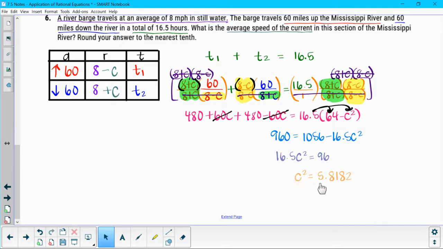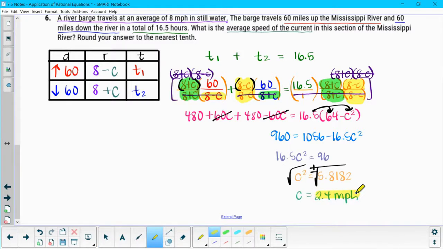So now in order to get my C by itself, I'm going to take the square root of both sides. Now generally, yes, we would take plus or minus. However, we know that a current cannot have a negative speed, so I'm really only focused on the plus. And it's going to be C is equal to 2.4 miles per hour. So the current of the Mississippi River in this section is 2.4 miles per hour.